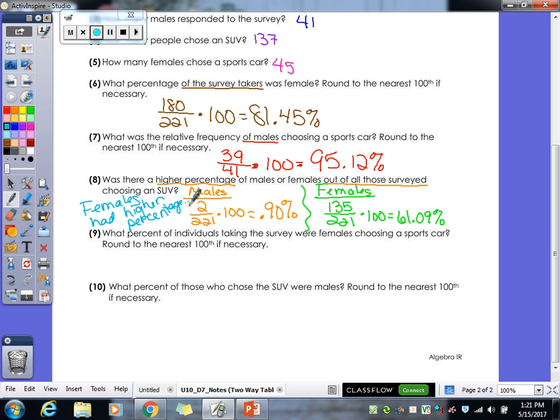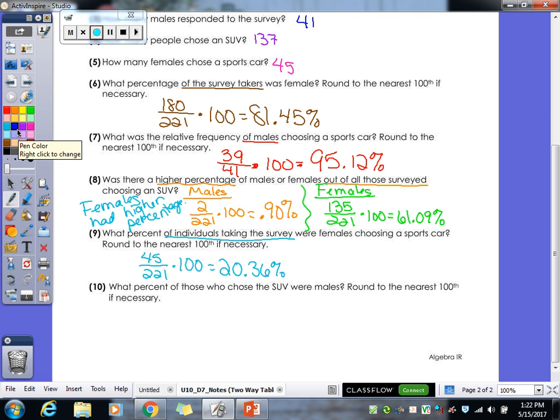Number 9, what percent of individuals taking the survey were females choosing a sports car? Again, because it says of individuals taking the survey, what is it going to be out of? 221. How many of those 221 were females picking a sports car? 45, very good. So 45 divided by 221 times 100. That's 20.36%.